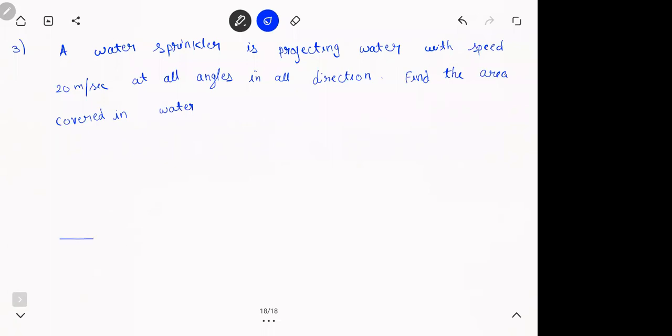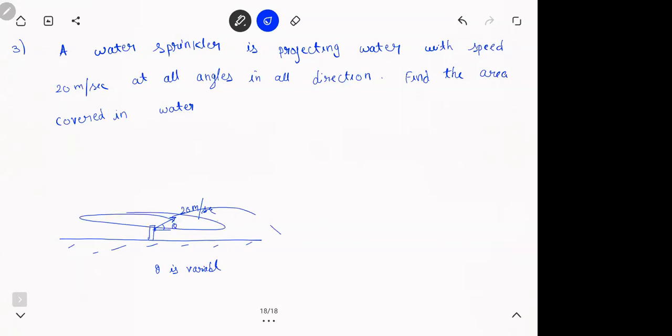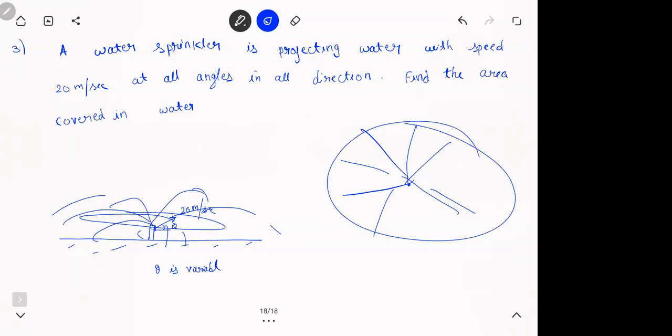So basically, you have a small lawn sprinkler like this. It is projecting water with 20 meters per second. Theta is variable, theta is changing. Now see what happens, this thing rotates also, and the water is falling here. Ever seen a lawn sprinkler, how it works? When you see from the top, you'll observe the water is going in all directions. So there is some area which is being covered. So how much area gets covered in water?